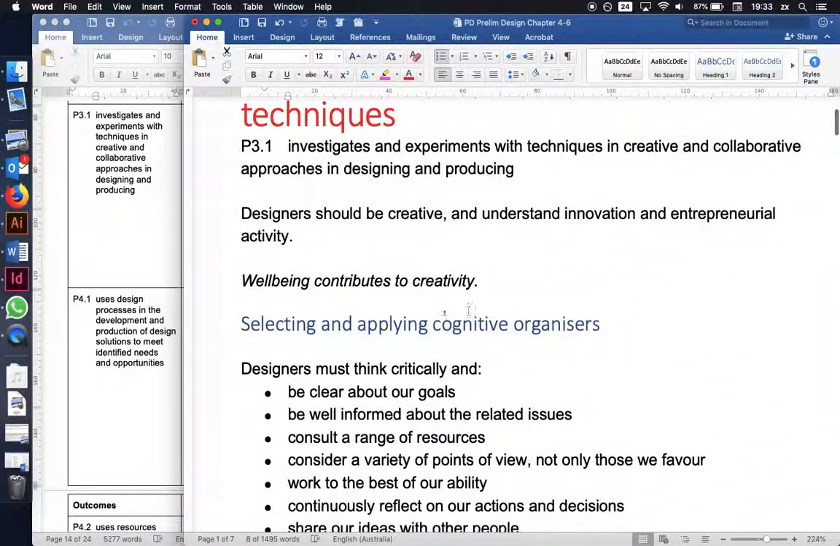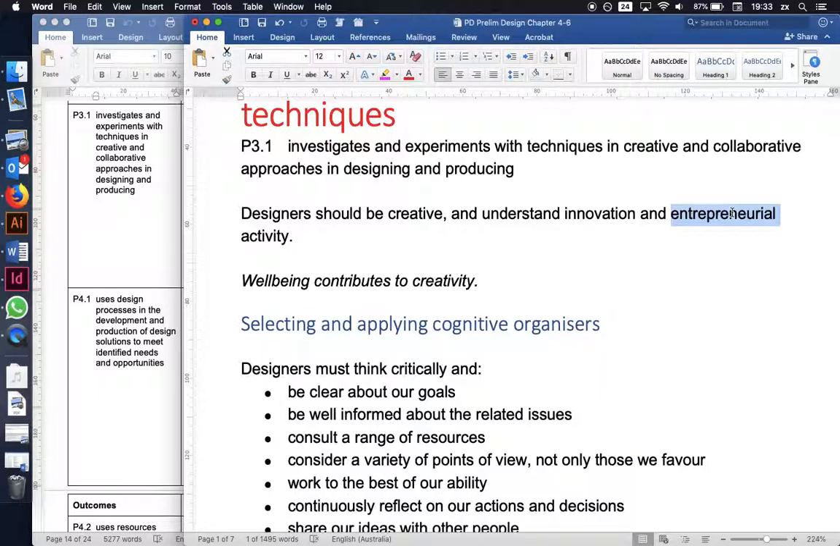Okay, so if we take it to the top, I have here that designers should be creative and understand innovation and entrepreneurial activity. Creative means that you can generate ideas and develop those ideas. Innovation is creating new products or developing further, expanding on existing products. And entrepreneurial activity, there are various definitions, but I would define as taking financial risk for the pursuit of profit.